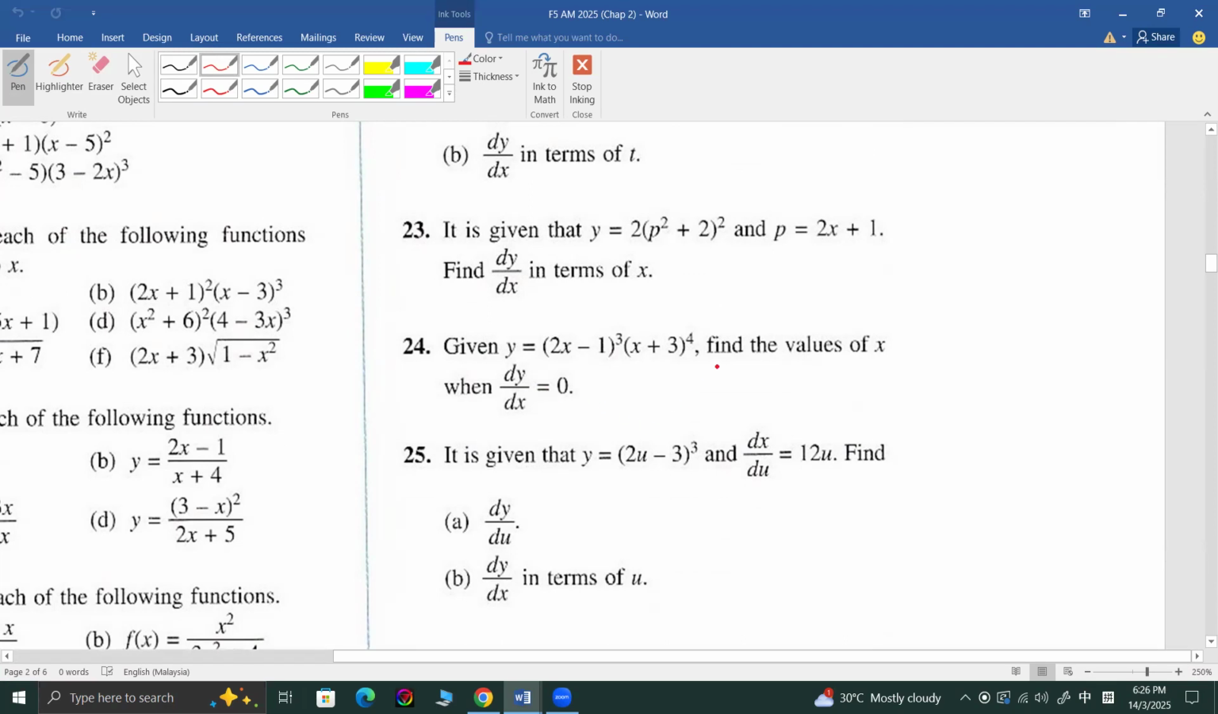So the answer for the values of x, copy down first, I'm not going to wait for you to do here: 1/2, -3, and -1. You work out, you try, unless you can't get, then only I send the whole working for you all to see, to refer. But if you still can't understand my working, then coming class, you will let me know. I'll explain in the class together, yeah? Okay? So mark down question 24 as homework.